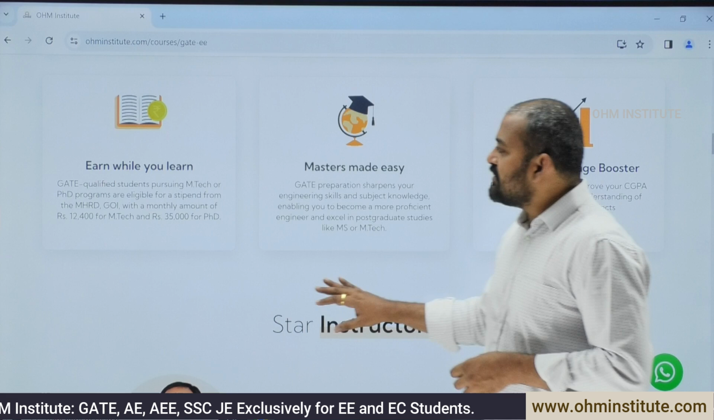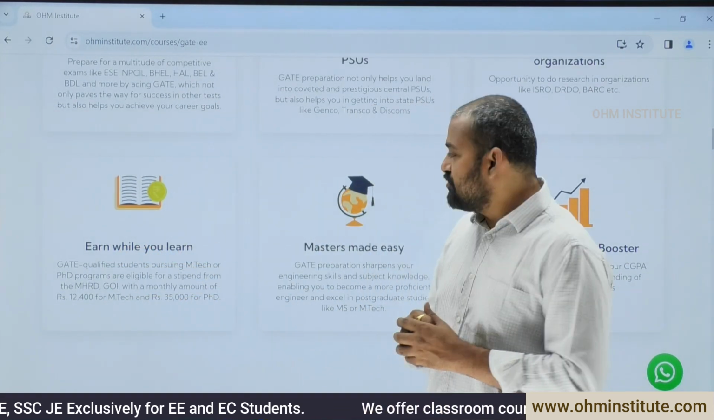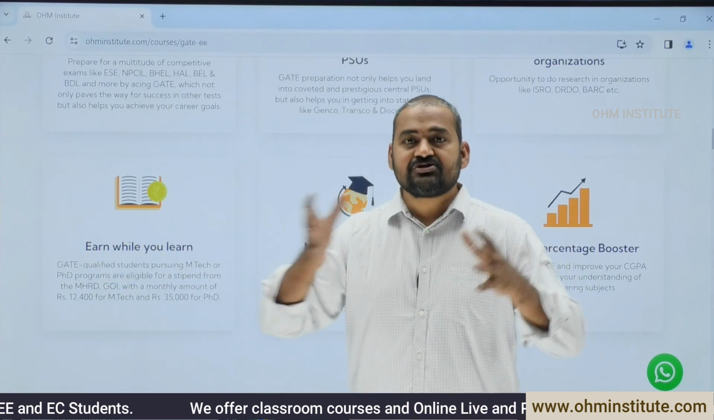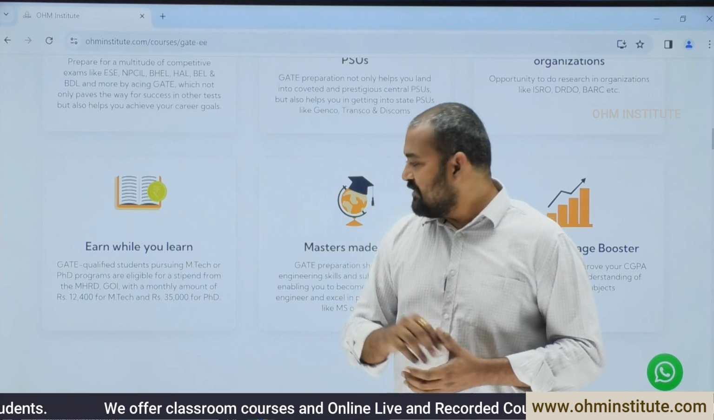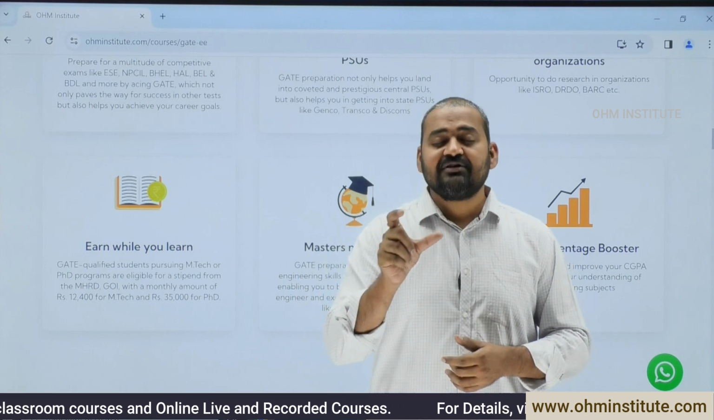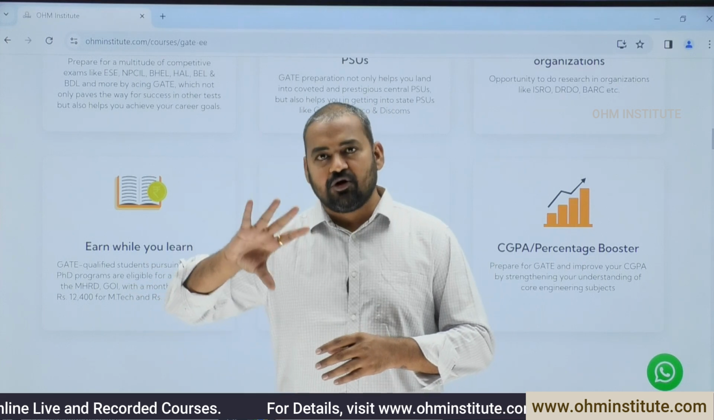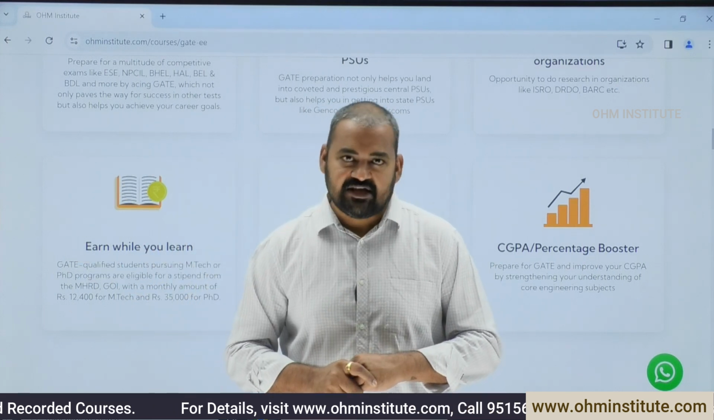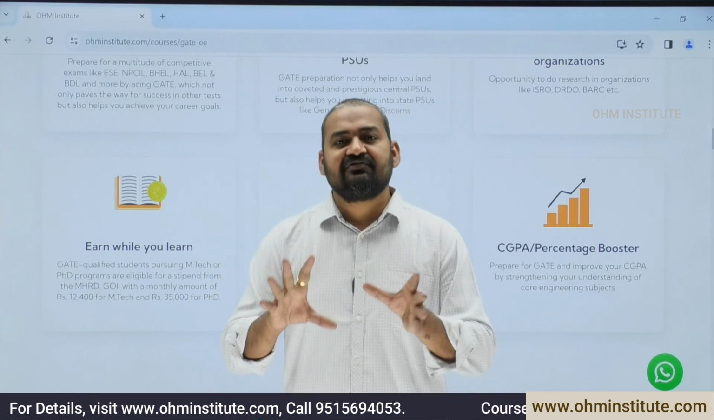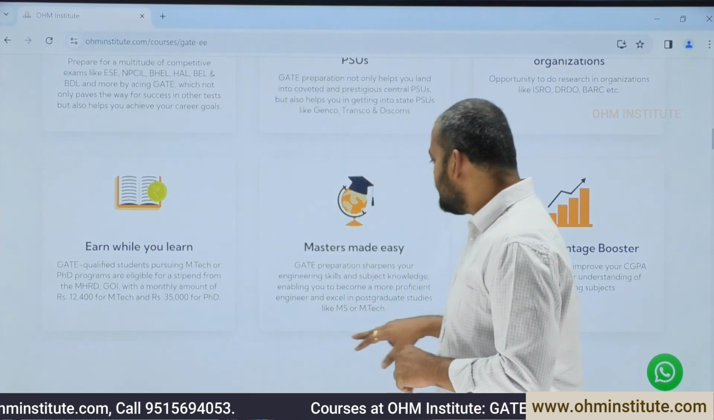One more important advantage of GATE examination is you can earn while you are studying, because if you go to a master's degree based on GATE score, you will receive a monthly stipend of around 12,400 rupees. That stipend will be sufficient to manage your hostel expenses, your college fee, and your personal expenses as well. You need not depend on your parents as well. So that is where financially also GATE examination score will help you.